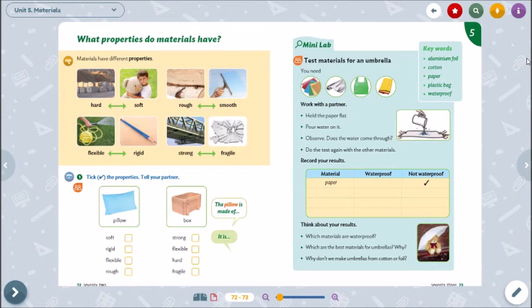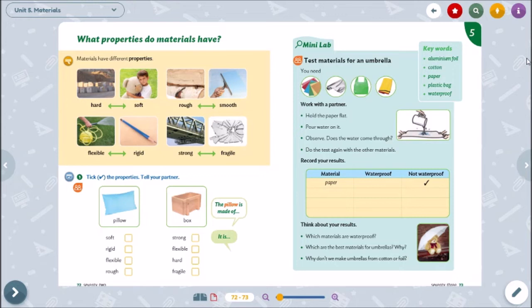We also have strong and fragile. Something that's strong is sturdy, like the steel in this bridge, and fragile is something that can break very easily. They're using glass, so if you were to have a glass cup and you dropped it on the floor, you'd have to be careful because it breaks very easily. While our bridge here, if we were to drop it on the floor, would not break very easily.